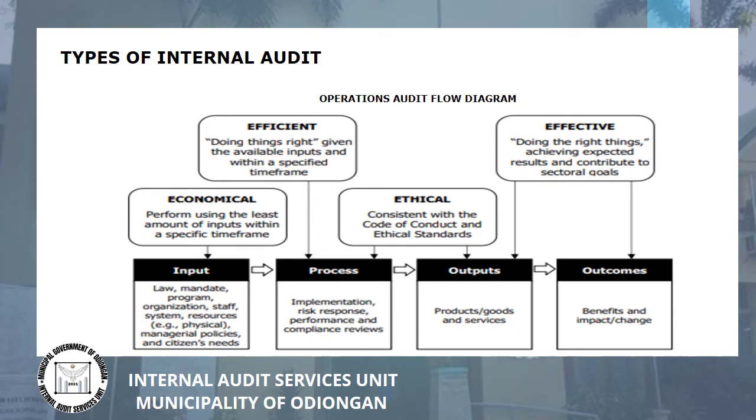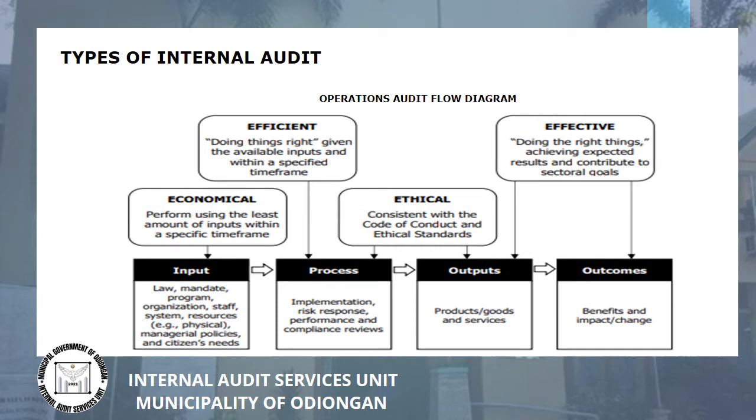Operations Audit Flow Diagram. This is the Operations Audit Flow Diagram. The 4Es of operations are linked to the operations process, from input to process, to output, to outcome. The input, which consists of laws, rules, and policies, the mandates, programs, projects, and activities, organizational structure, and resources, is evaluated whether it is economical, using the list of resources within a period.